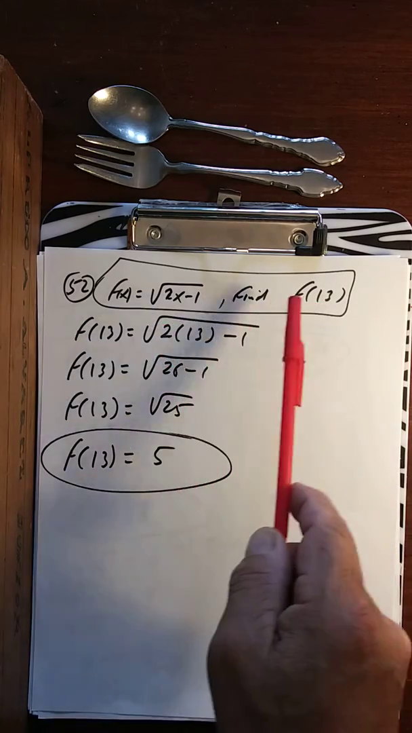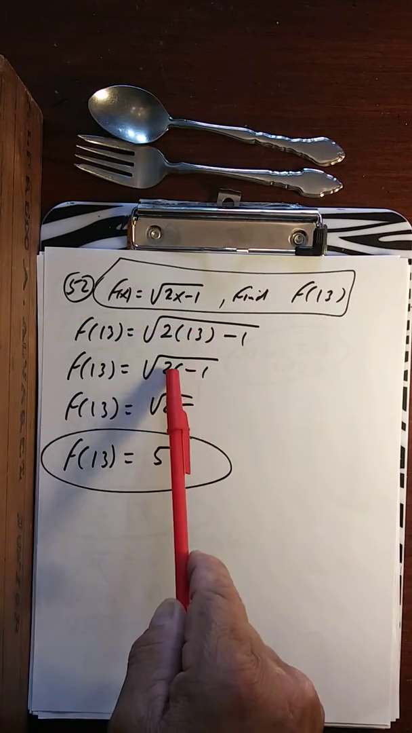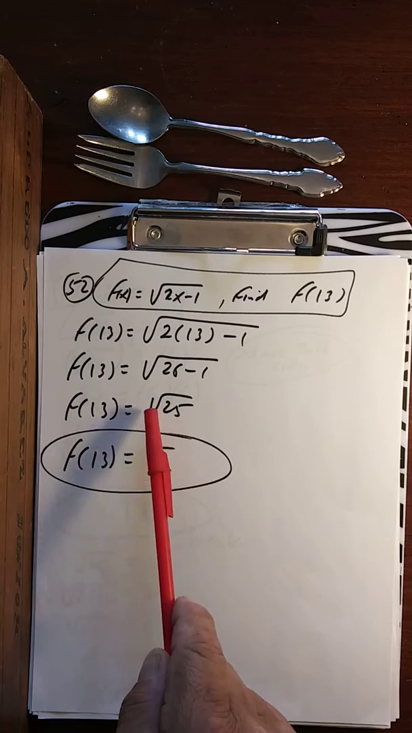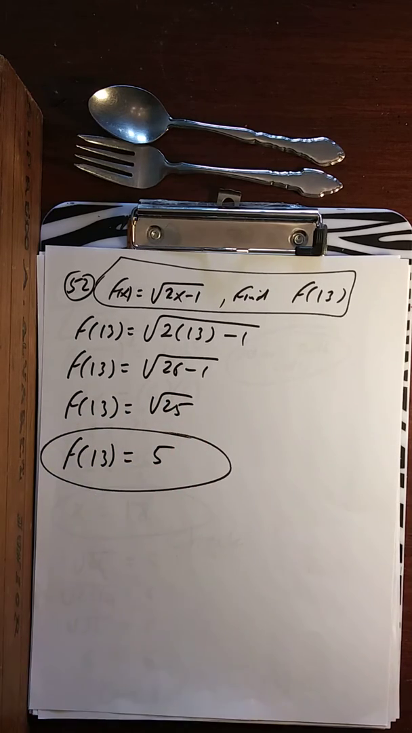Evaluate the function. Put 13 in there. 2 times 13 is 26, minus 1 is 25. Square root of 25 is 5. So f of 13 is what? 5.